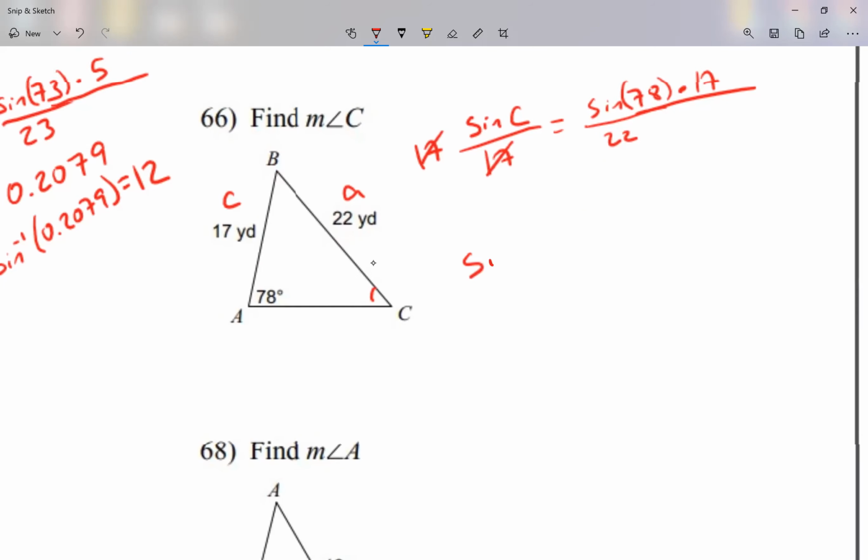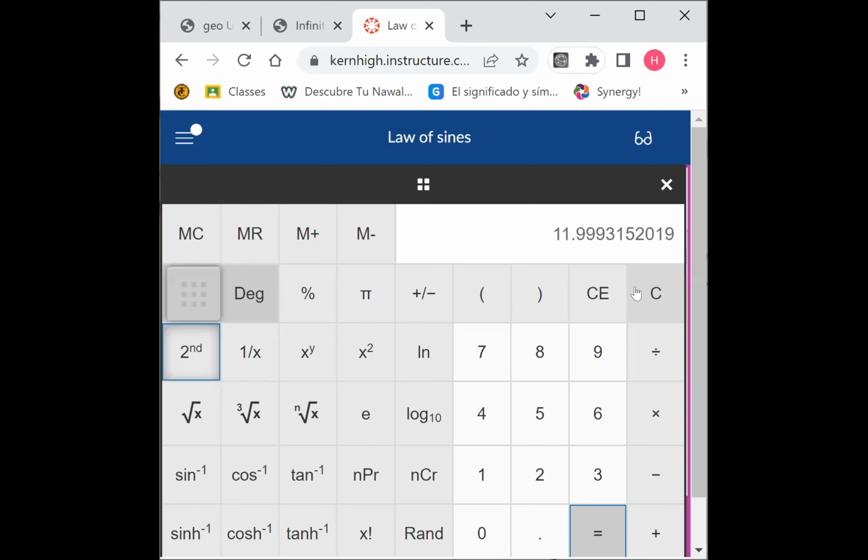So I have that sine of C. I'm just going to type this in. Sine of 78 times 17 divided by 22. So sine of 78, close parentheses, times 17 divided by 22. So 0.7558.